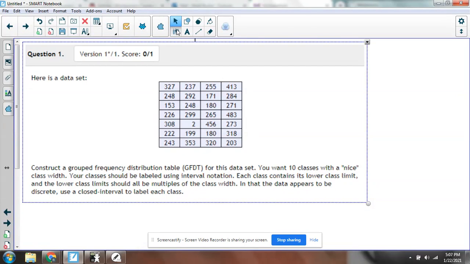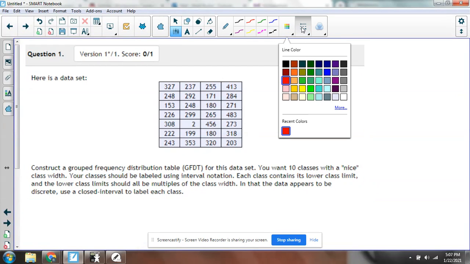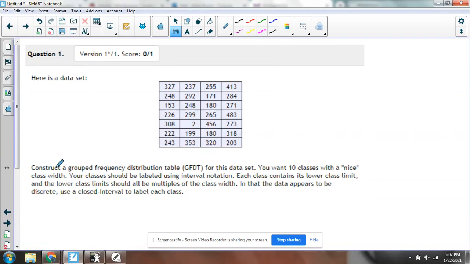Let's just go through these one by one, just so we're all clear on how to get these things done. This says construct a group frequency distribution for the data set. You want 10 classes with a nice width. That's the weird part. What is nice? We should label them with interval notation, and so on. Each class should be multiples of the class width.